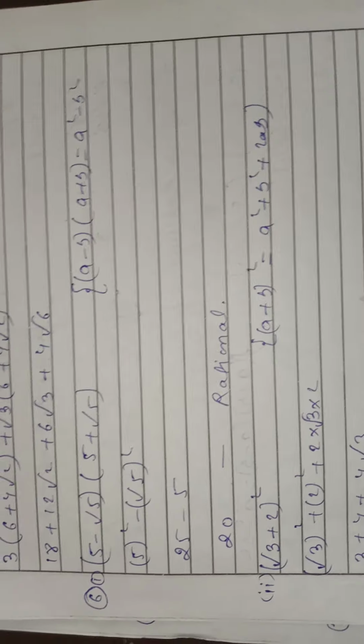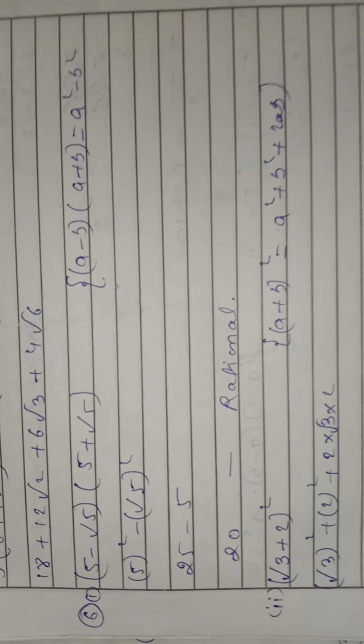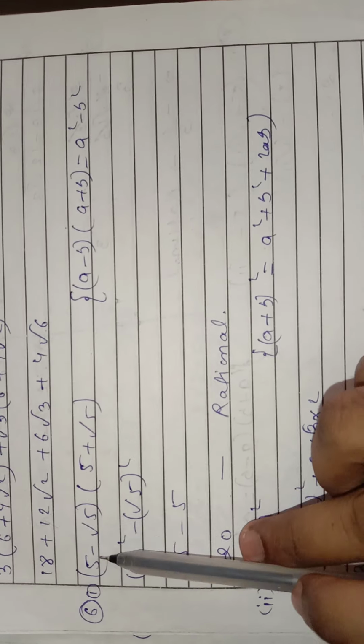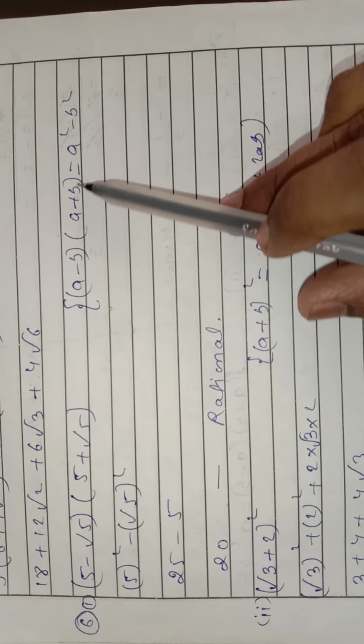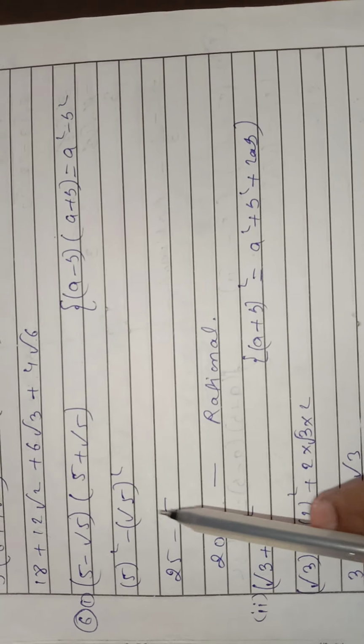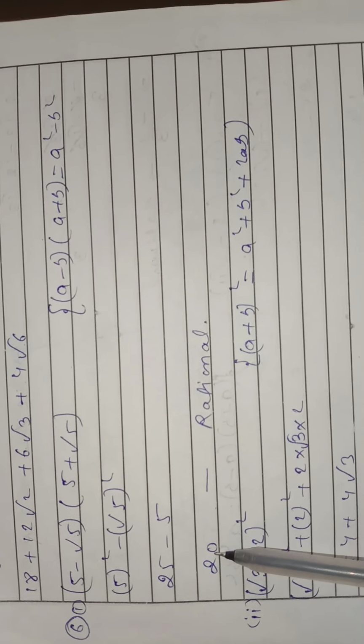Here, question number 6. I have applied that same formula: (5 + b)(a - b). (a + b)(a - b) is a square minus b square. 5 squared is 25, b is 5, so if you subtract, you will get 20.